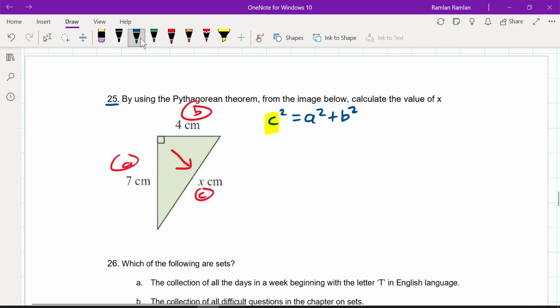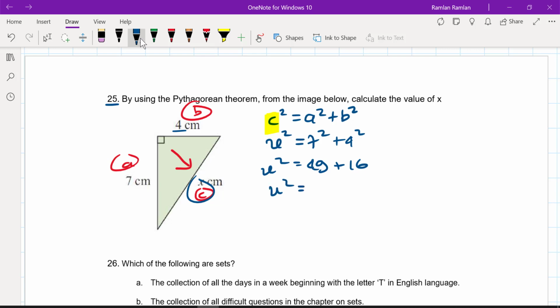So let's substitute all of them. The C is X, so I'm going to write X over here, and then the A is 7, so it'll be over here, and the B is 4, so it's going to be like this, right? Okay, 7 squared is 49, and 4 squared is 16. If I add them together, that'll be 65, is it? Yeah, 65. Which means that we can square root both sides. It'll be the square root of 65, and that's it. You don't have to change this into decimal.